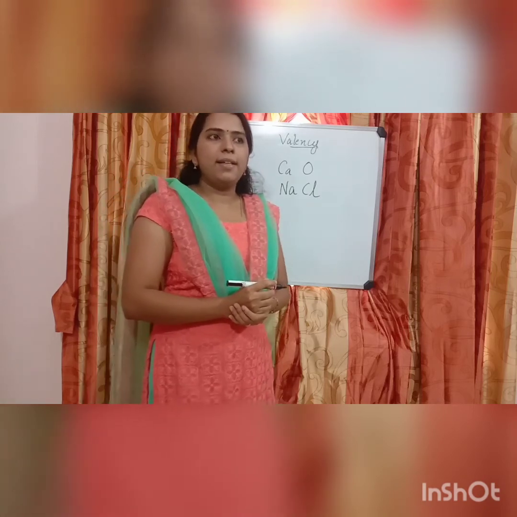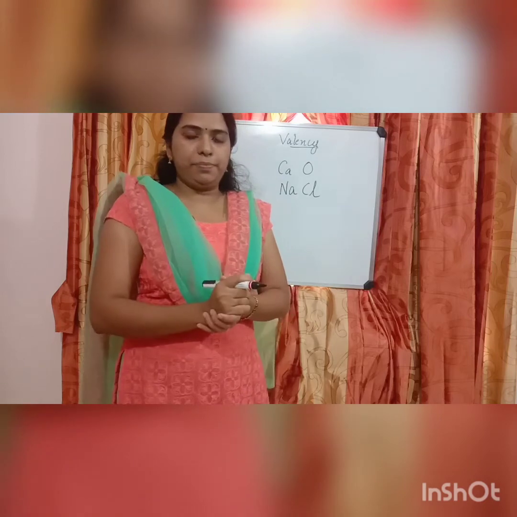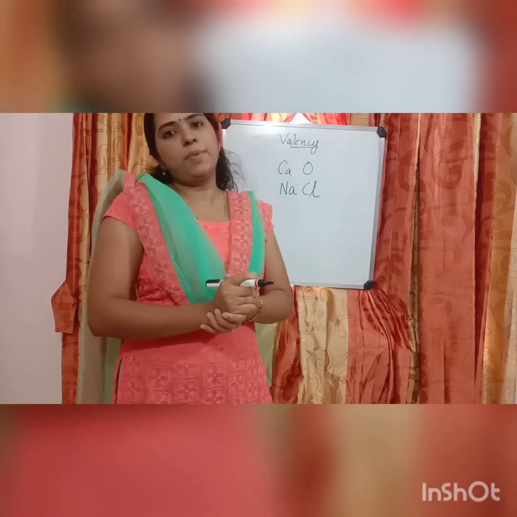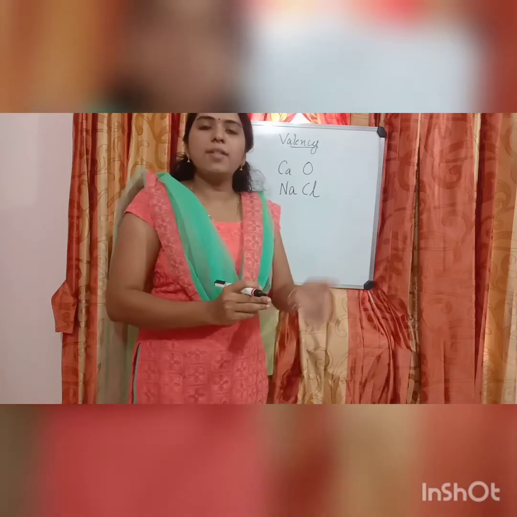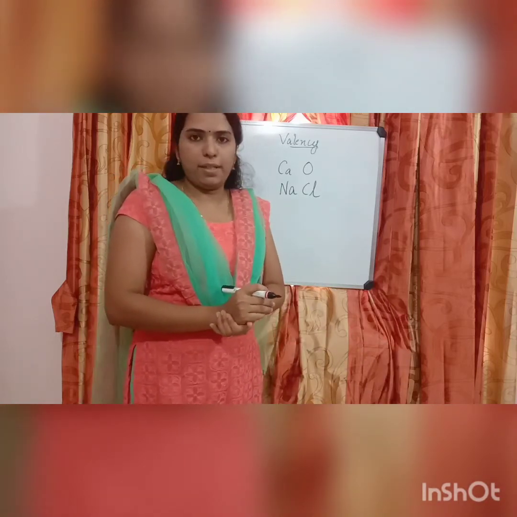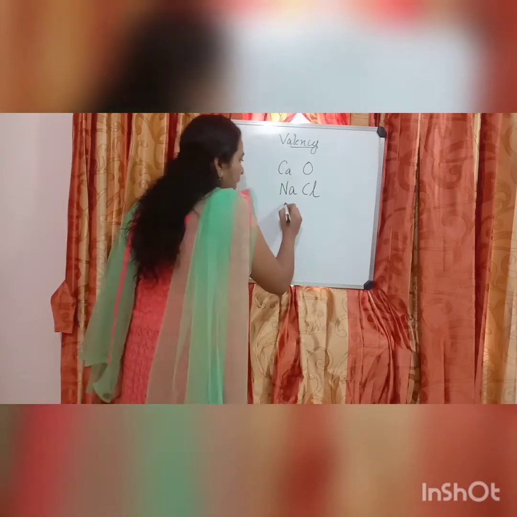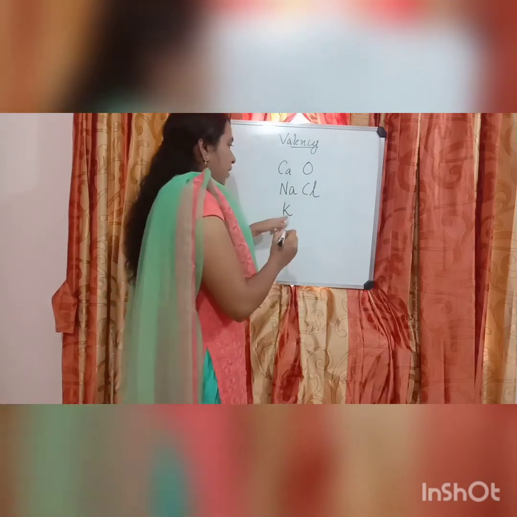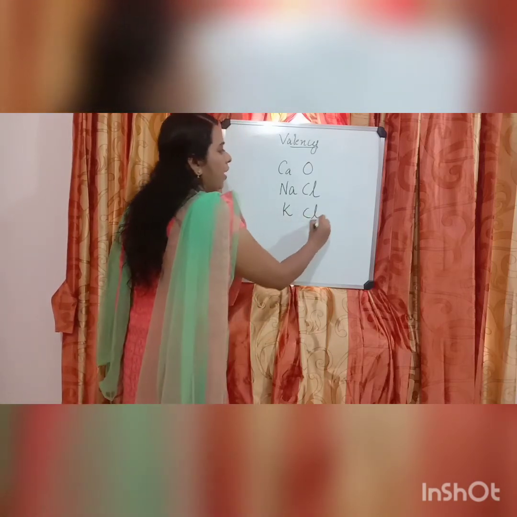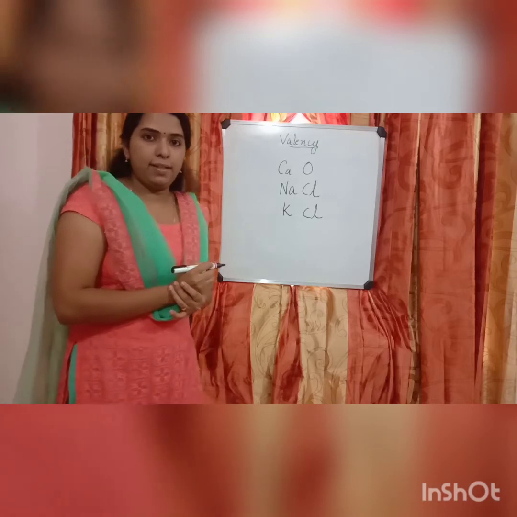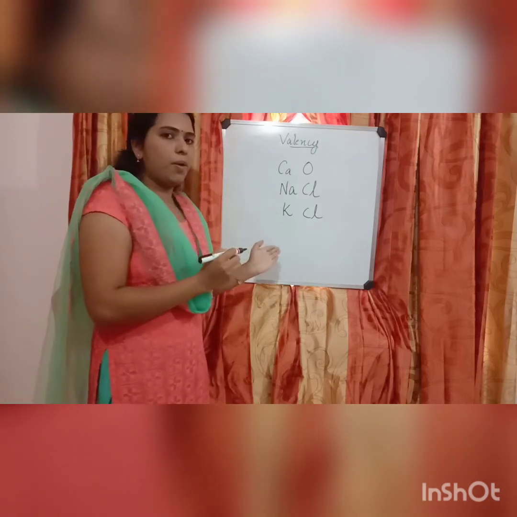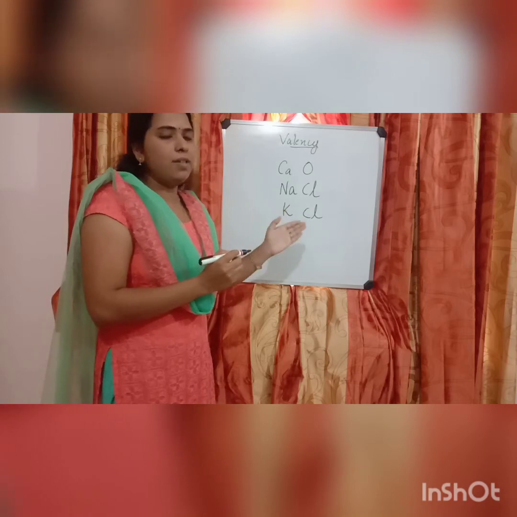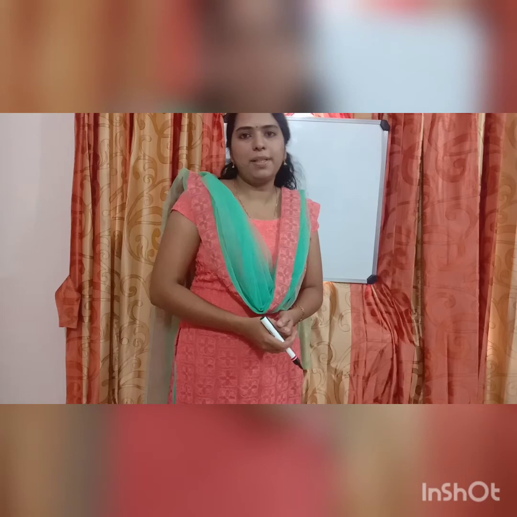Then let us take another example. Potassium chloride. And here potassium is the metal and chloride is the non-metal. So you have to write potassium on the left side and chloride on the right side. So in this way we write if the compound contains metal and non-metal. Let us start to write the formula of simple compounds.